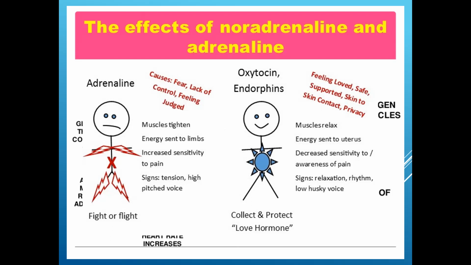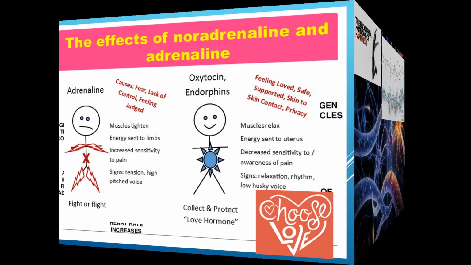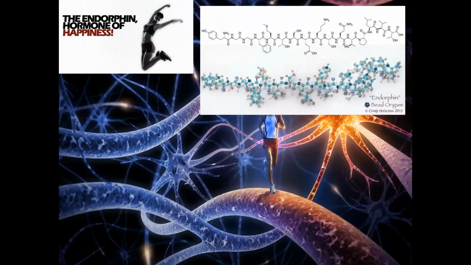Oxytocin, endorphins. They are called collect and protect. They're the love hormones. They help you to feel loved, safe, supported. You have a choice. Do you want to be in fear or do you want to be in love? We are meant to be in love. It's the message of all the great masters: love. Always choose love. So, polypeptides, endorphins.